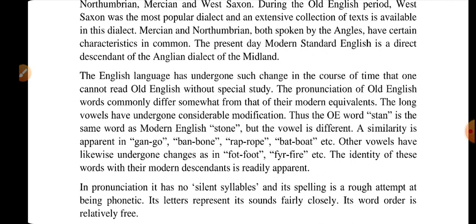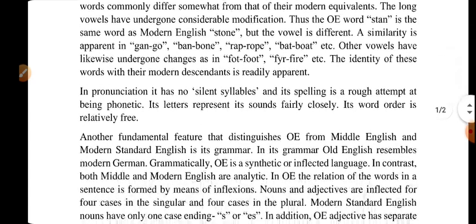The longer vowels have undergone considerable modification. Thus, the Old English word stan is the same word as the modern English stone, but the vowel is different. A similarity is apparent in gan, which has become go, ban, that is bone, rap, that is rope, bat, boat, etc. Other vowels have likewise undergone changes, as in fot becoming foot, fyr becoming fire, etc. The identity of these words with their modern descendants is readily apparent.